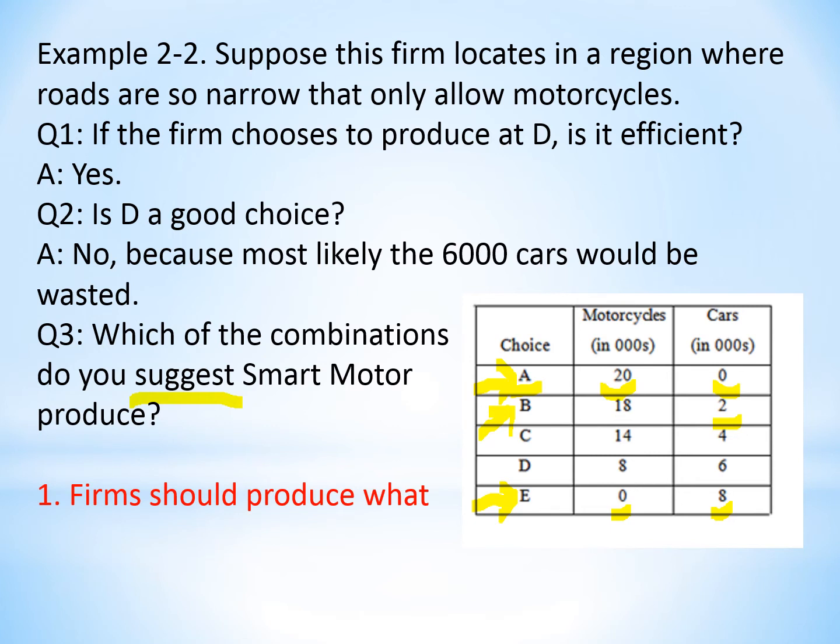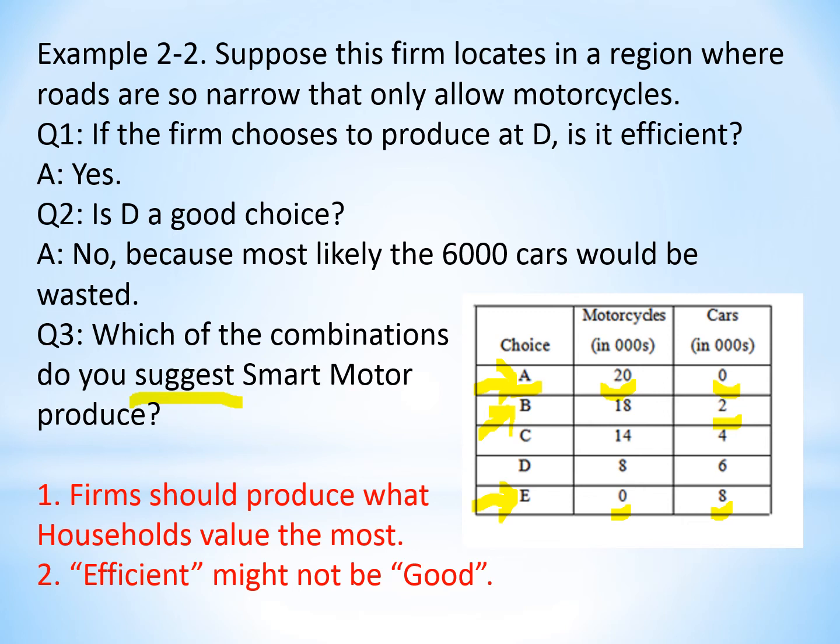So the lesson that we learn from these questions is farms should produce what households value the most. Since people like motorcycles, they cannot drive cars in Vietnam. Because of that, farms should produce what people want. And the second thing I want you to realize is that sometimes efficient might not be good. It can be good, but it's not necessarily good. So we have to pay attention to this. Okay, good.